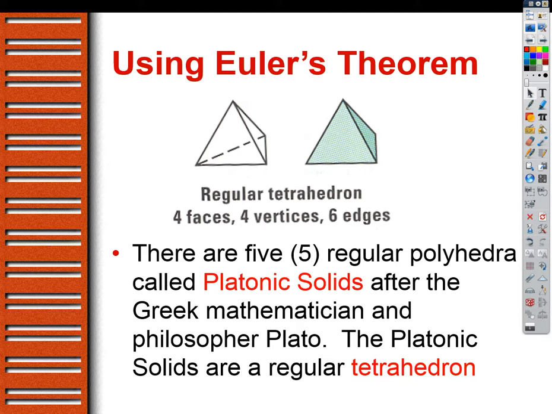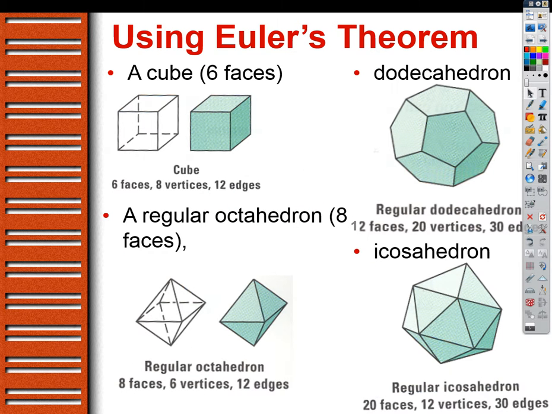Once, and that didn't turn out well. Okay, so there are only, and this is kind of interesting, there are only 5 regular polyhedra that actually work in 3 dimensions. They're called the Platonic solids. And here's some examples, right?